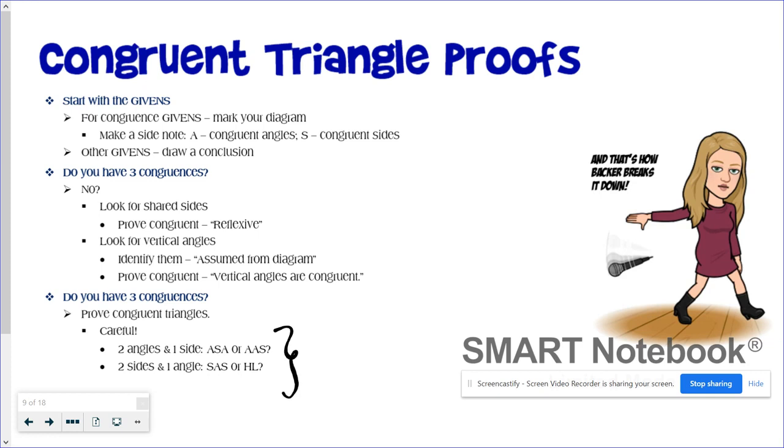Okay, so just be careful when it comes to, I know 2 sides and 1 angle. Is it side angle side or is it HL? Likewise, when you know 2 angles and one side, is it angle side angle or angle angle side? Okay, but congruent triangle proofs always start with the given information. If it's a congruence given, mark your diagram. If it's a vocabulary given, draw a conclusion. If you do not have 3 congruences after you've done that, go to your diagram, look for shared sides and vertical angles. And then you're ready to prove your 2 triangles are congruent. And that's how Backer breaks it down.